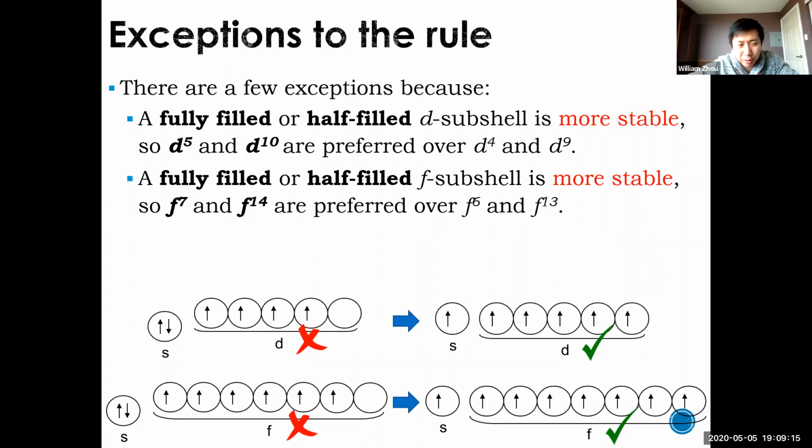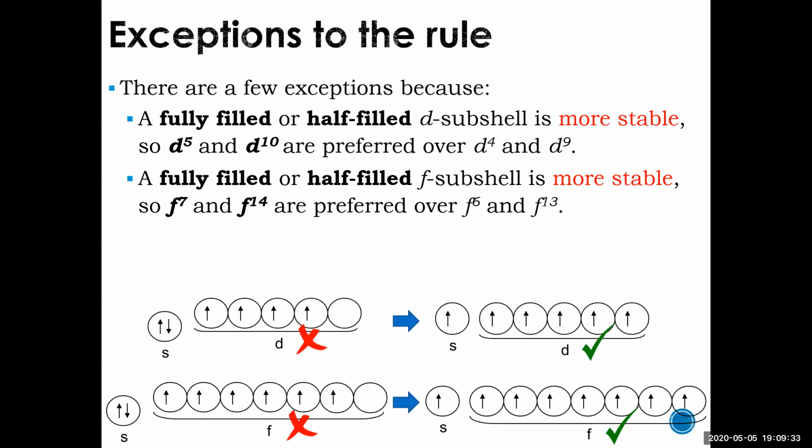So make sure that when you write electron configurations, take note: if you ever write a D4 or a D9, you should feel uncomfortable, all right? Like the sight of D4 and D9 should make you sick. Change it to D5 and D10.